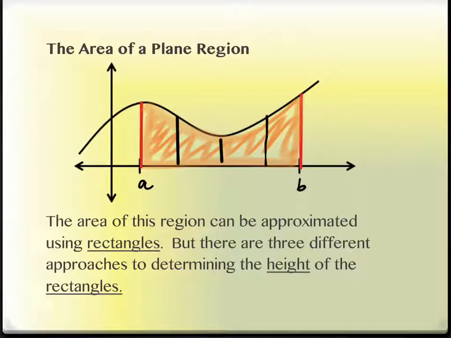One way to decide the height is to say, you know what, I'm just going to use the left-hand side. Every single time, I'm going to pretend like the left-hand side is the height. And of course, as you see me do that on this problem, it overestimates the area, right?